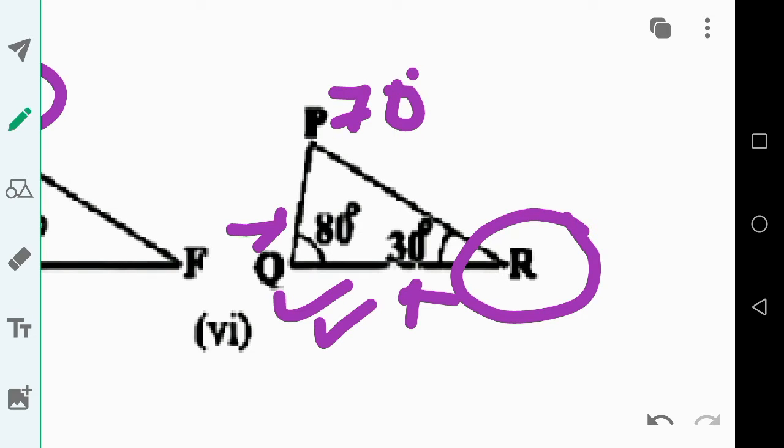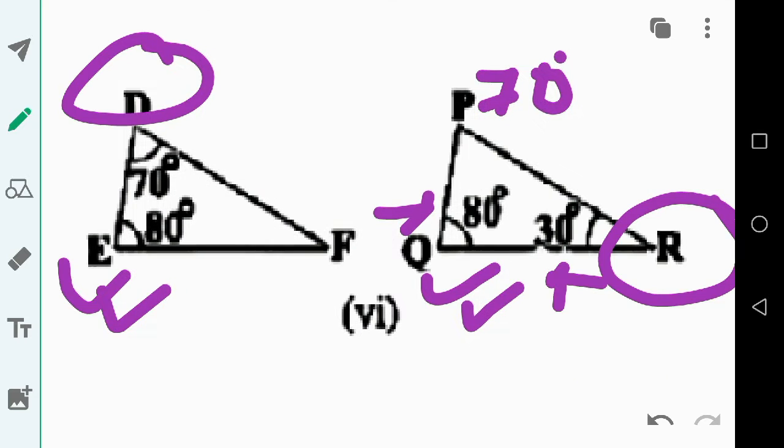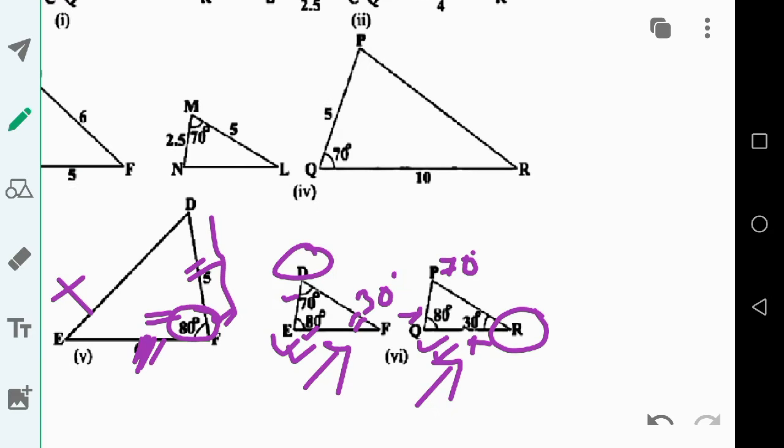If so, then here you see, if this is 70 and this is 80, 70 plus 80 is 150, 150 plus 30 is 180. So that's why this is 30. So all the three angles of this triangle are equal to all the three angles of this triangle. That's why these two are similar, according to the angle criteria. So here you see how to write using symbols. These two are similar. So let me show you.